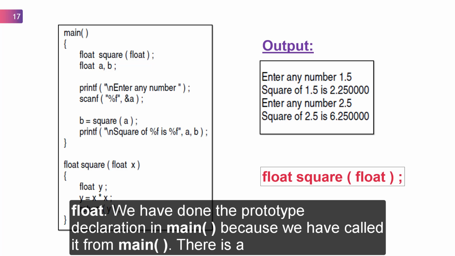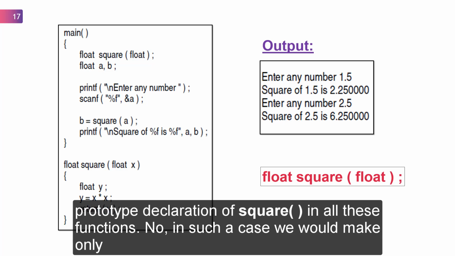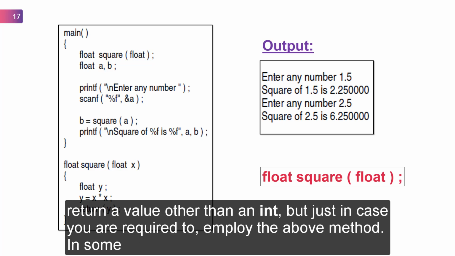We have done the prototype declaration in main because we have called it from main. It is possible that we may call square from several other functions other than main. Does this mean that we would need a prototype declaration of square in all these functions? No. In such a case, we would make only one declaration outside all the functions at the beginning of the program itself. In practice, you may seldom be required to return a value other than an int, but just in case you're required to, employ the above method.